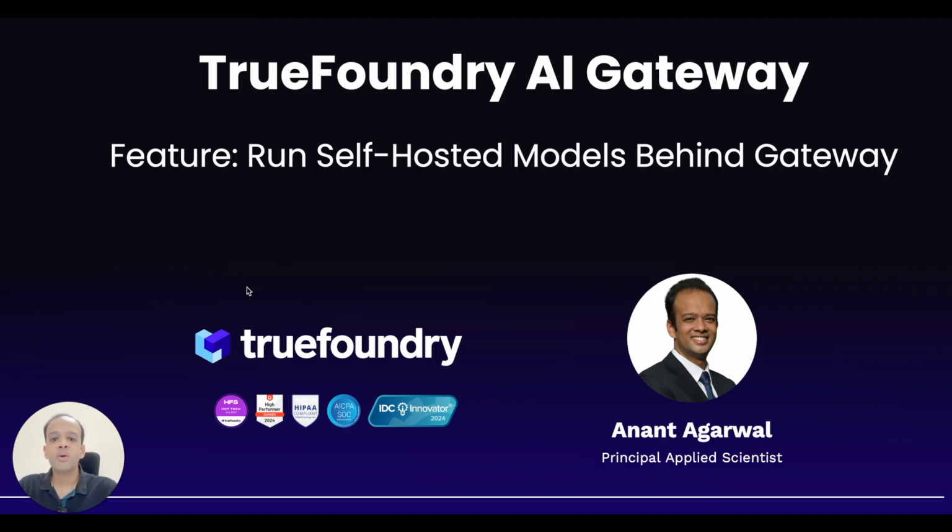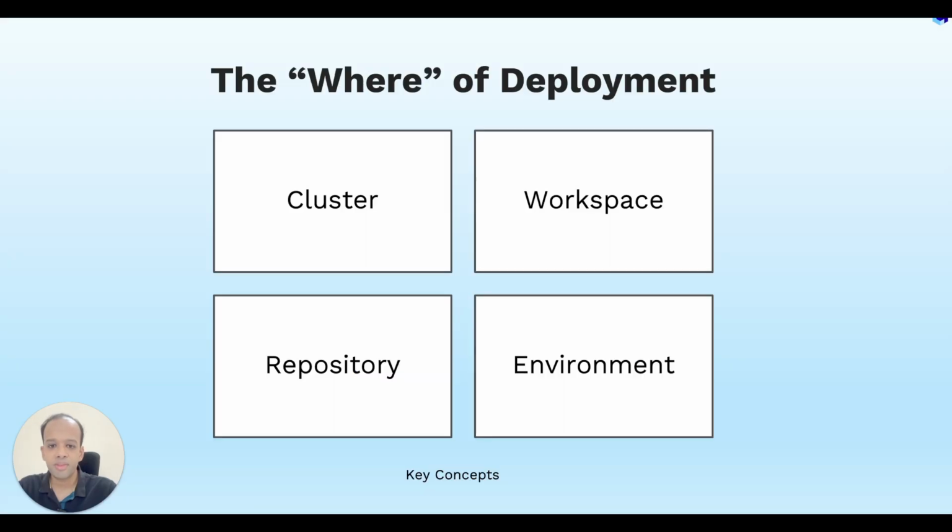First, let's have a quick overview of certain fundamental concepts when it comes to deployment within the core MLOps platform offered by TrueFoundry in addition to the AI gateway. Let's understand where the deployment actually occurs, and here we will explore cluster, workspace, repository, and environment. 4 distinct concepts. A cluster in TrueFoundry refers to an actual Kubernetes cluster in either one of your cloud accounts or on-prem. A TrueFoundry workspace refers to a namespace in Kubernetes.